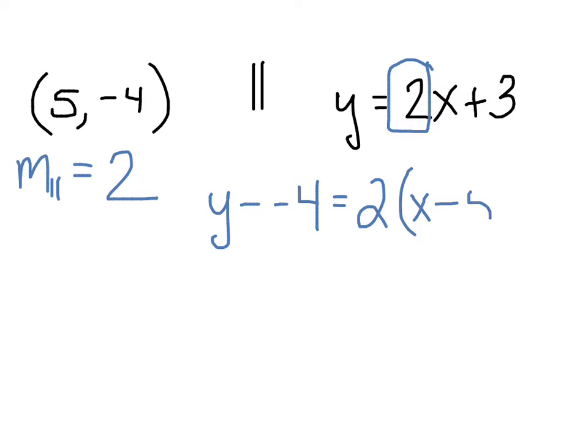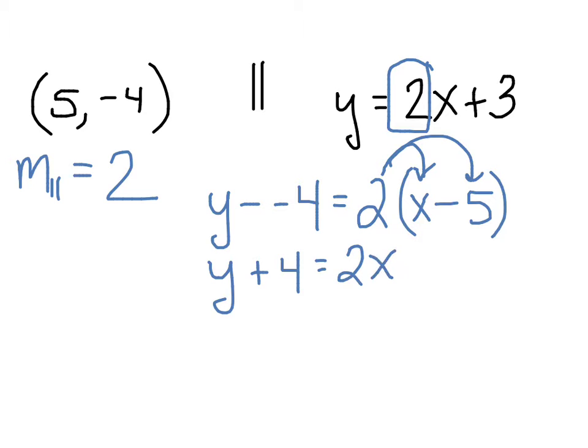5. Nice. So now, to clean this up a little bit, two negatives in front of that 4. So y minus a -4, what happens with the two negatives? So y plus 4 equals. Now I want you to distribute this out. What's 2 times x? And what's 2 times -5? -10.